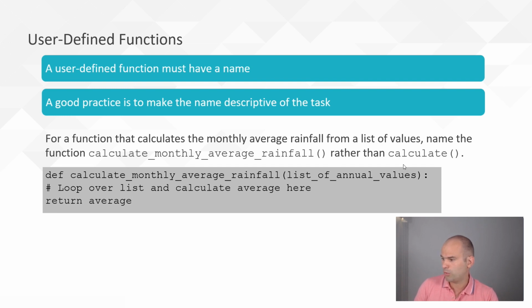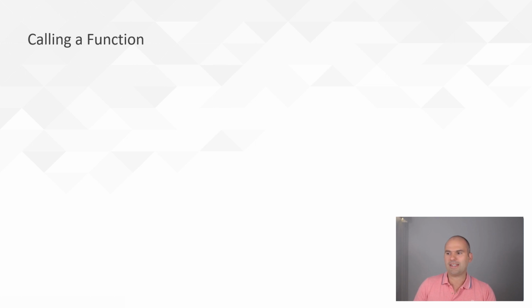This would be the syntax for that. So the function would take in one variable, one parameter, one input. That would be a list. Indented here would be the function, and then it would return some value. So very important is that once functions are created, they need to be called.